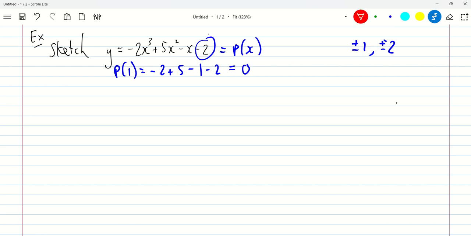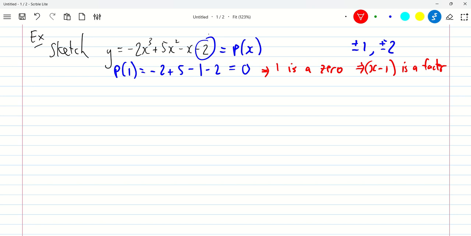Okay, so what that means is that 1 is a zero. In other words, when x equals 1, you're going to get an x-intercept. And what that means is that x minus 1 is a factor. All right, so that was nice and easy. I already hit it on my first one.